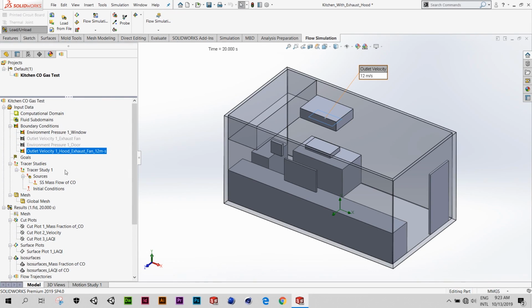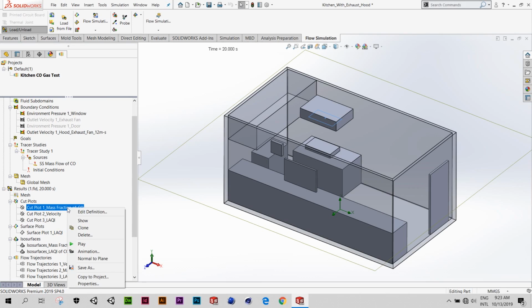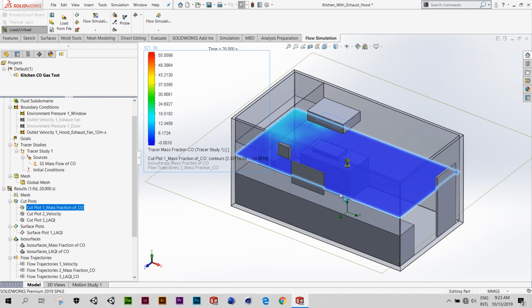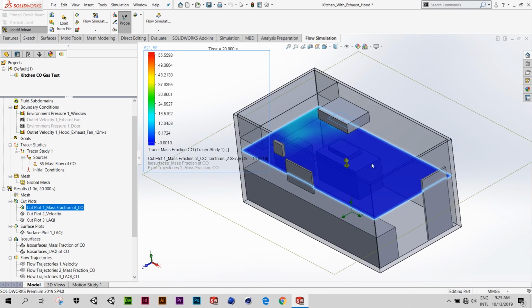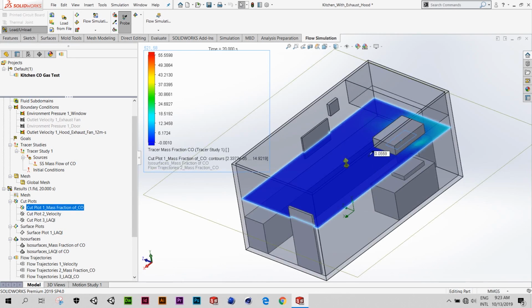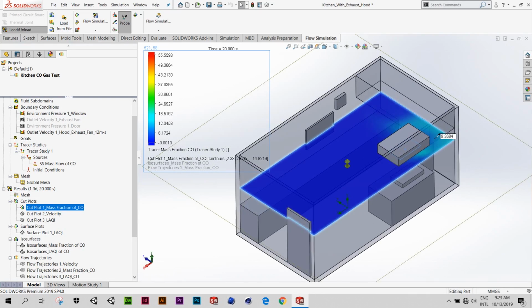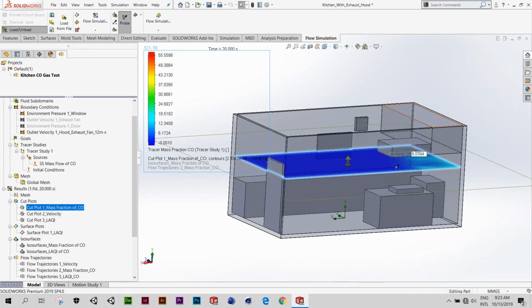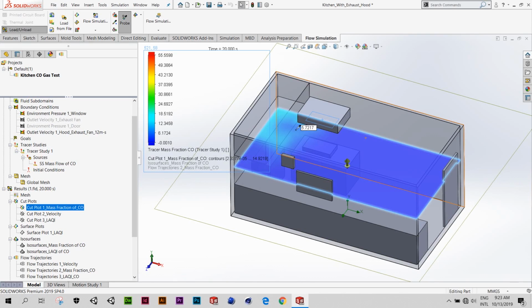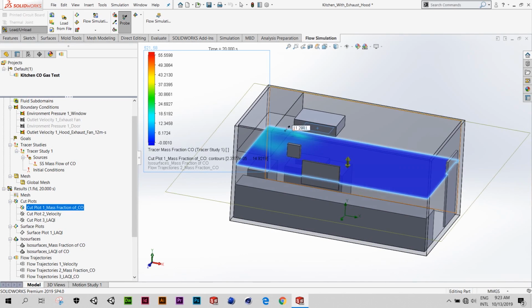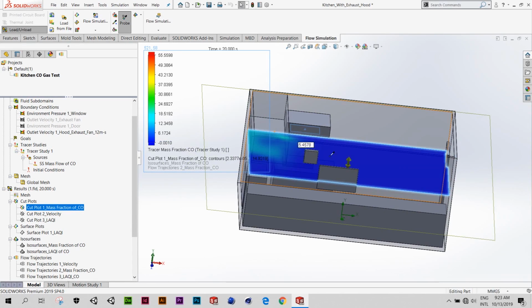And as you can see, we will open this cut plot. I will show you this cut plot, and I will use this probe to see the mass fraction of the carbon monoxide. This is the mass fraction. You can see in the right side area here, this is where most of the carbon monoxide is located.